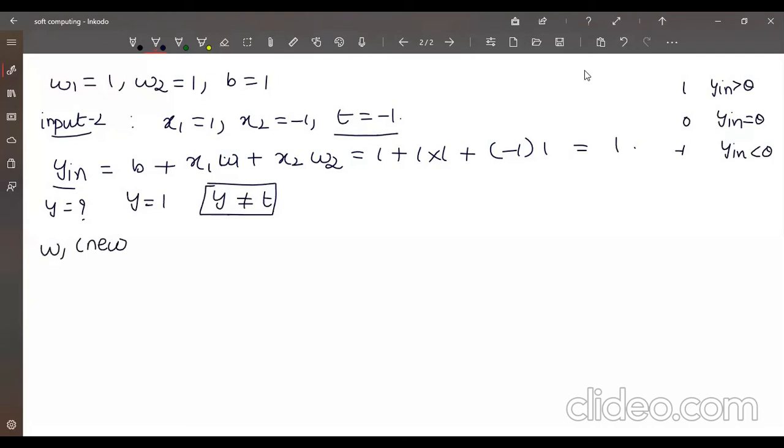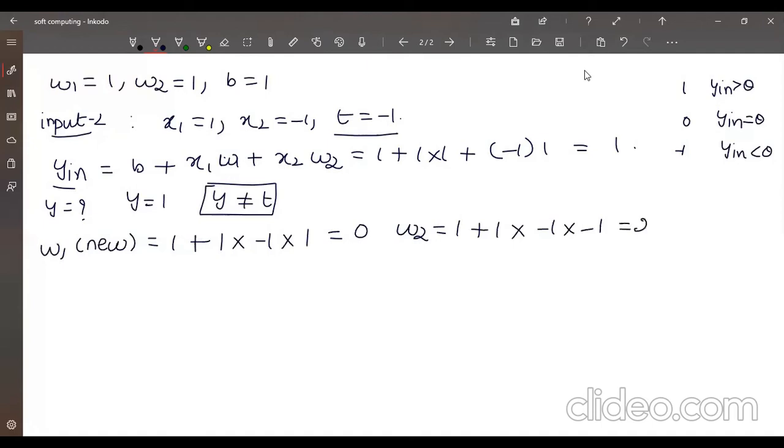W1 new: old weight is 1 plus alpha, which is 1, into target value minus 1, into x1, which is 1. So 1 minus 1, we will be getting 0. And W2: old weight is 1 plus alpha 1 into target value minus 1 into x2, which is minus 1. So 1 plus 1, we will be getting 2.